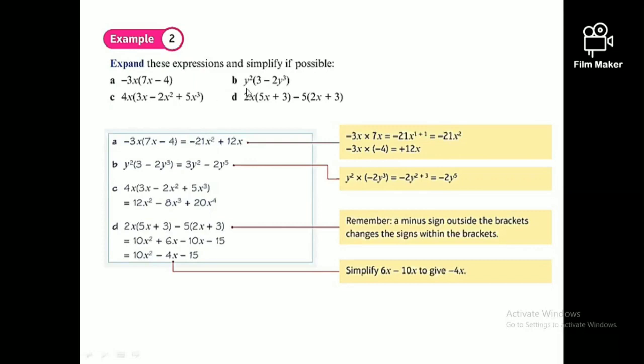The next example is y squared times of 3 minus 2y cubed. Then first this bracket. If you expand, y squared into 3 is 3y squared. Y squared into minus 2y cubed is minus 2. There is no numeric multiplication, just minus 2. Y to the power 2 into y to the power 3 is, if you add the powers, that is turned up to y to the power 2 plus 3. That is y to the power 5.